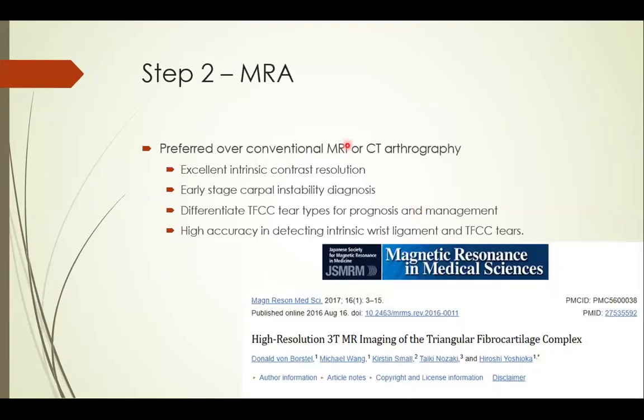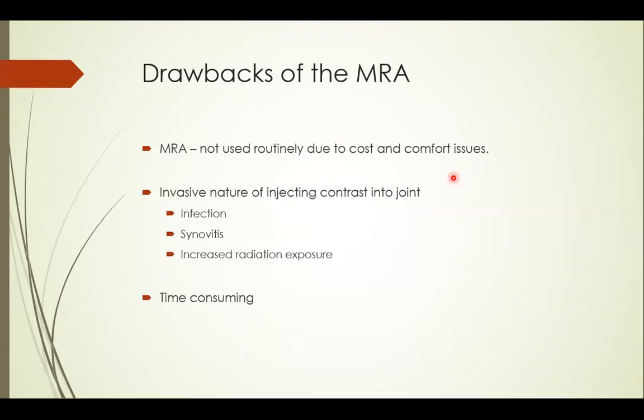Second is MRA. Slightly controversial, but preferred over the conventional MRI or CT arthrography. The reason why it's preferred is because of its excellent intrinsic contrast resolution, early stage carpal instability diagnosis, and it differentiates TFCC tear types and helps us with the prognosis and management. So why is it controversial? Because we're giving a contrast into the joint, raising the possibility of infection, synovitis, and increased radiation exposure. And also it is time consuming. It is not routinely used, especially due to the cost factor and comfort issues.